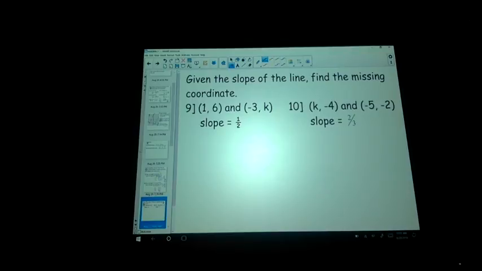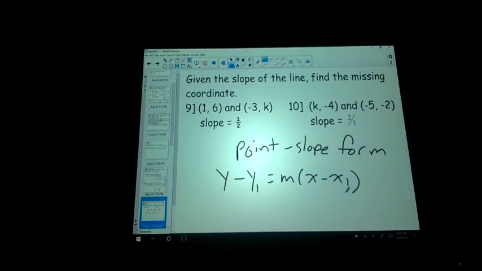All right, given the slope of the line, find the missing coordinate. So we're going to use something called point slope form. Form is short for formula. I don't know why they use that. So you have y minus y1 equals m times x minus x1. If you go through this, you know x1, y1, x2, y2, and then your slope is m.